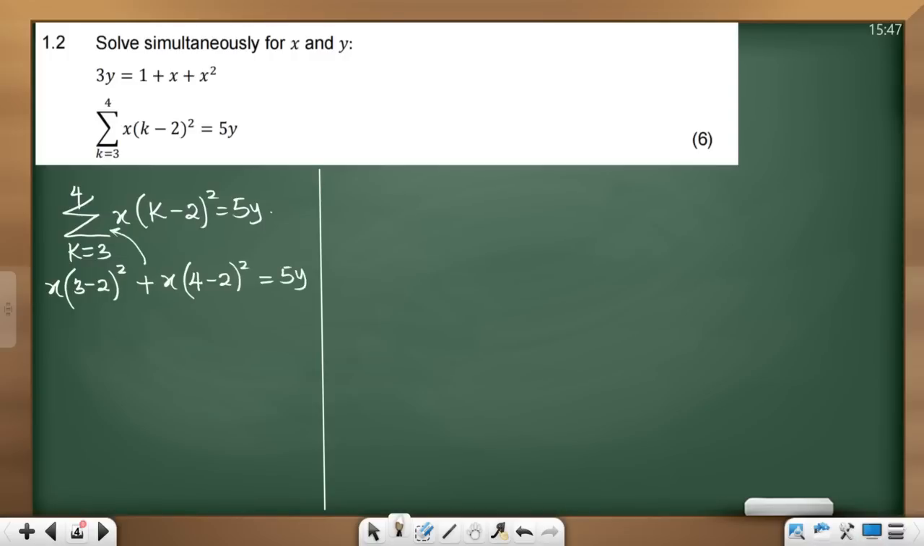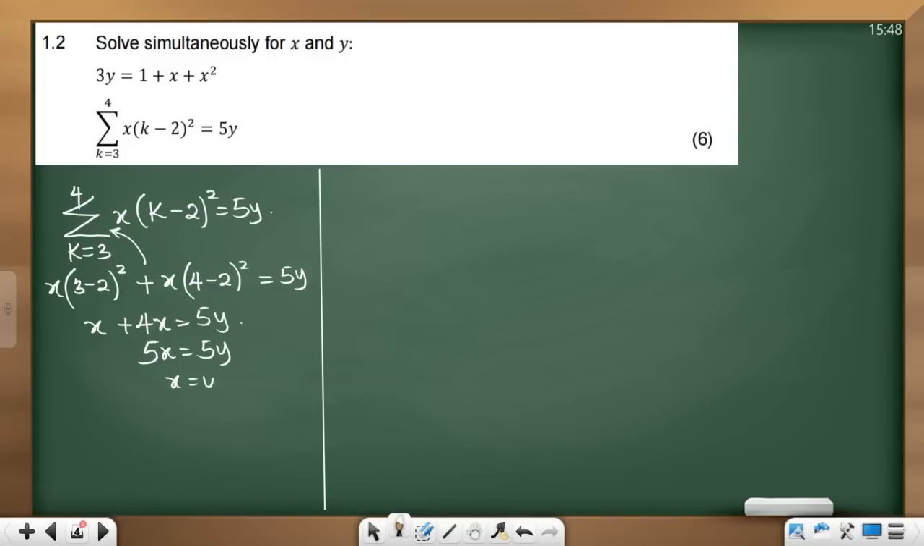Don't forget, when I see sigma, it means sum. Let's solve. 3 minus 2, 1 squared, that will give me x. 4 minus 2 is 2 squared, that will give me 4x. Can you see? The examiner is just trying to check. Do you know maths principles?